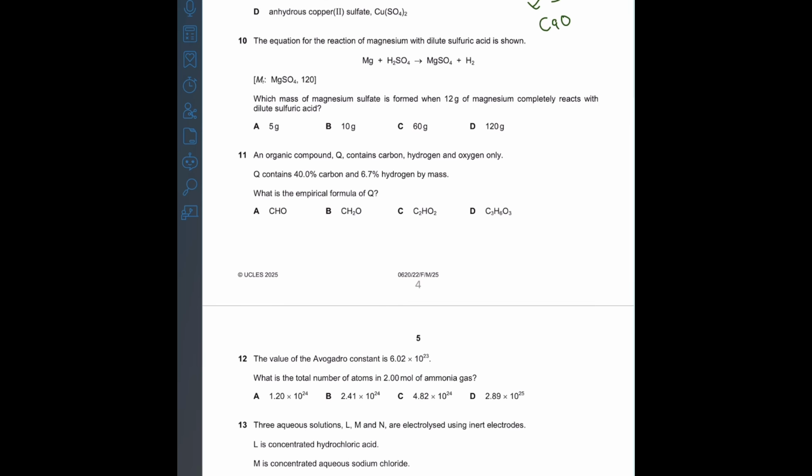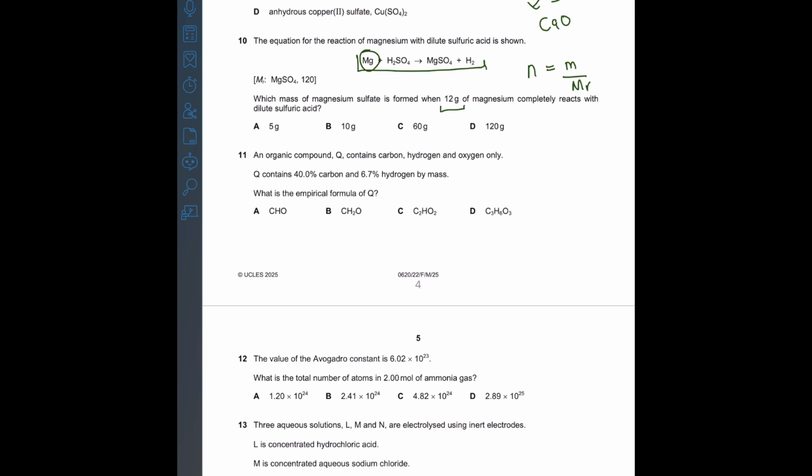Question number 10. So this one involves calculation because we have been given the equation, and we are also given how much magnesium reacts completely with dilute sulfuric acid, meaning the acid is in excess. So now we have to find the mass of magnesium sulfate that has formed. This is very simple. Just recall your mole formulae. So the first one will be number of moles is equal to mass divided by Mr.